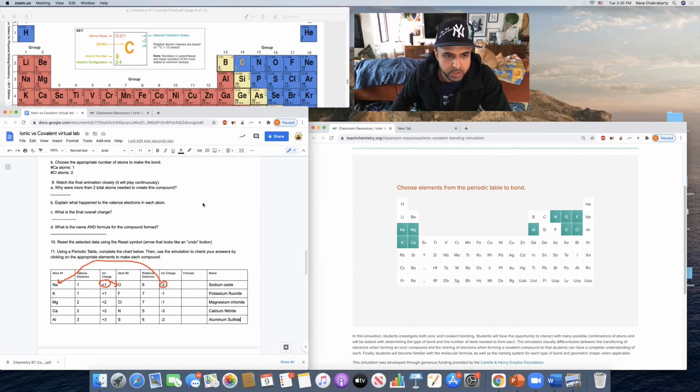Because if I have 2 sodiums, it's +1 twice. If I have 1 oxygen, it's -2. So +1, +1, -2. So this is Na2O. Sodium oxide is this chemical formula.